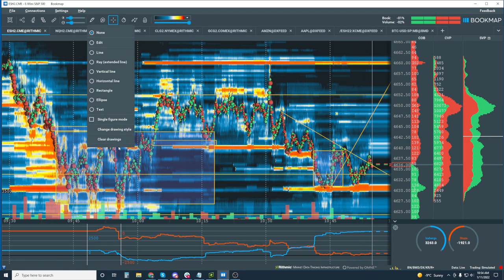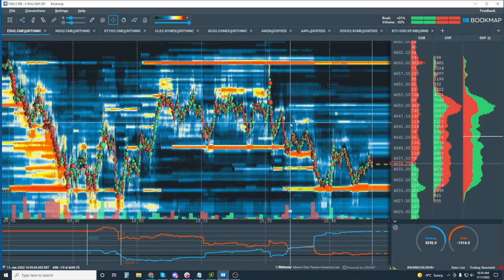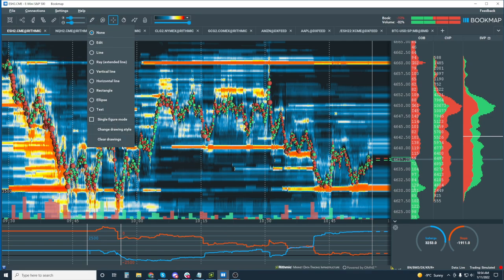And here's why. Maybe we should just take a step back and talk more about market structure today, and then we can look at some of the details of the order flow. But structurally, this is why it's just kind of all over the place.